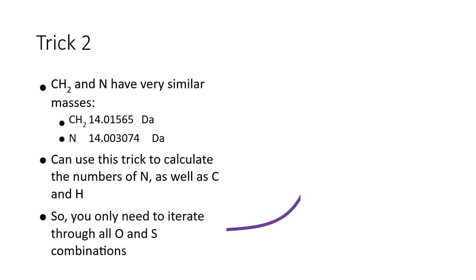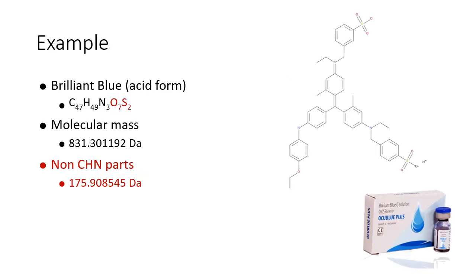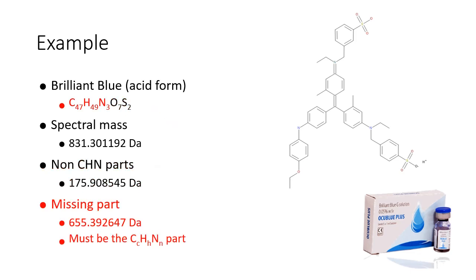So by this trick, we now only need to iterate through all the possible combinations of oxygen and sulfur in our example. And again, I'll walk through the calculations associated with this correct combination of oxygens and sulfurs, but remembering that we'd have to do the same calculation with all iterations in reality. But for the iteration where we have 7 oxygens and 2 sulfurs, this part of the molecule weighs 175.9 daltons. And that means that the missing part, the difference between the spectral mass and this heteroatom component, is 655.4 daltons, and that must be made up of only carbon, hydrogen, and nitrogen.